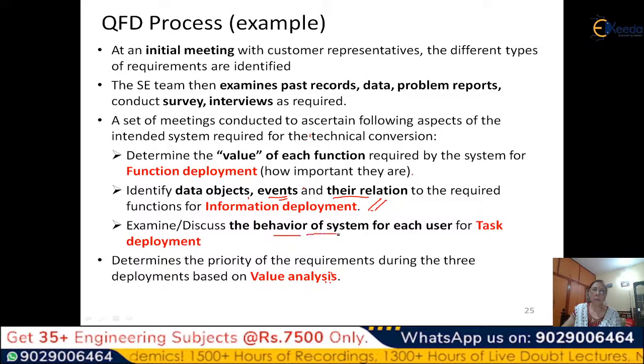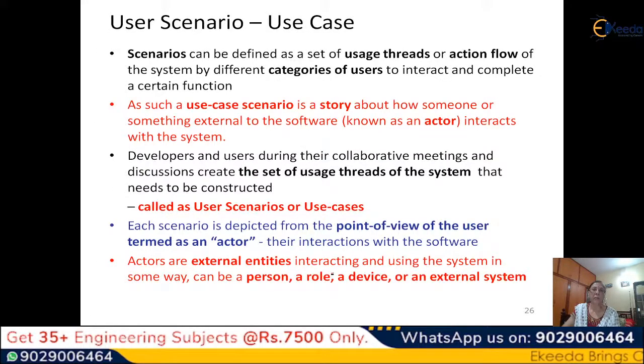And the complete behavior of the system will also be discussed. So three kinds of things: the function, the information related things, and the behavior. And you will finally do the value analysis. Based on these three things and the score that they have given, you will do a value analysis and finally categorize the requirements. Now we come to the third one, which is the user scenario.